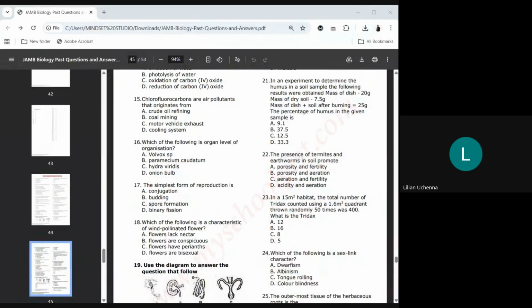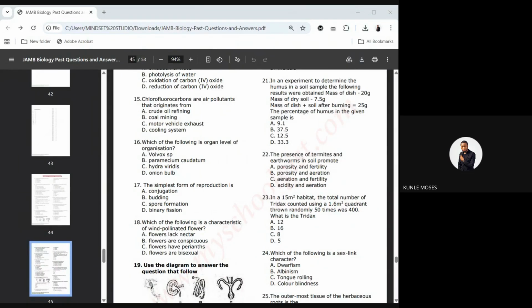Aeration. Which textbook are you using? You are using common sense to answer biology. I pity you. It's not common sense, it's aeration. Okay, I've heard you. Termites can never improve aeration. They improve porosity. You can call your biology teacher after the class and message me. No problem.